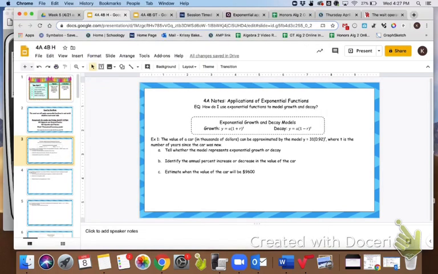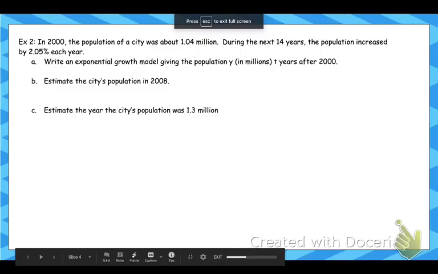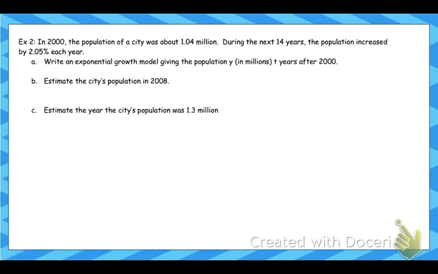All right, so let's look at another example. So this time we're going to write the equation. It says in 2000, the population of a city was about 1.04 million. During the next 14 years, the population increased by 2.05% each year. So we're talking about a yearly growth. So to write that model, we're going to use the y equals a times 1 plus r to the t formula. So a is the initial amount. We're writing this in millions, so I don't have to put 1,040,000 and have a gigantic number. I can just use 1.04. And just remember, all of your y values will be in terms of millions.